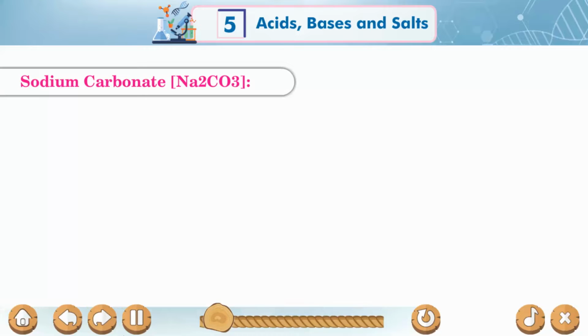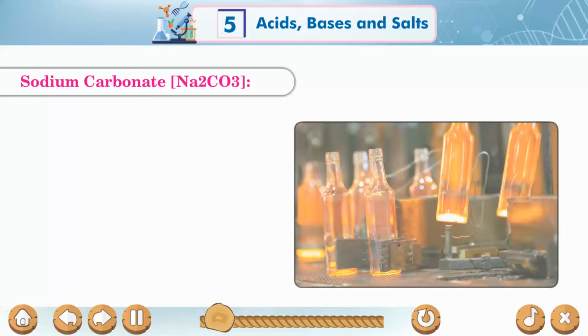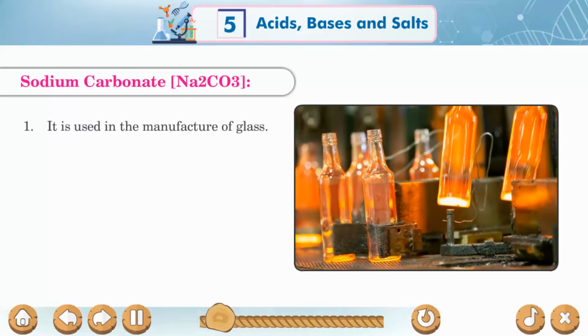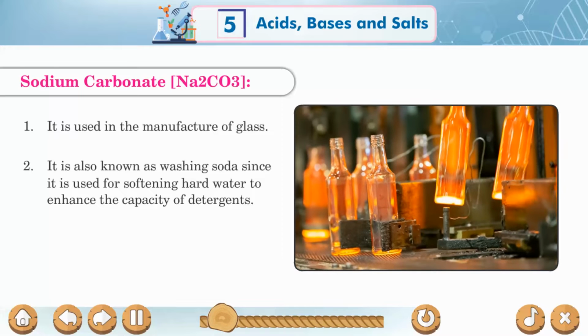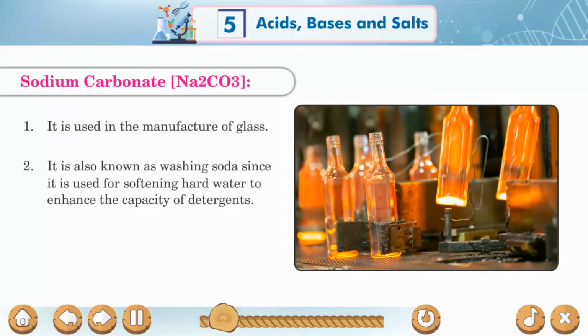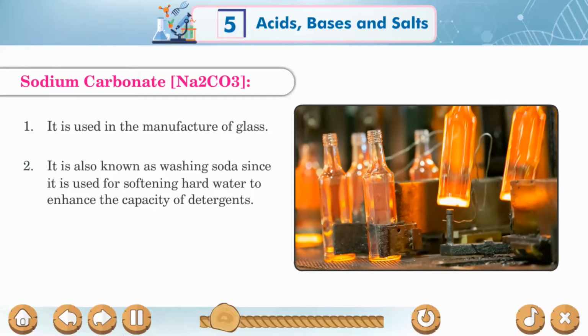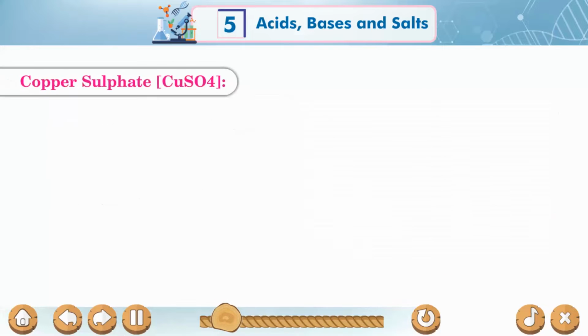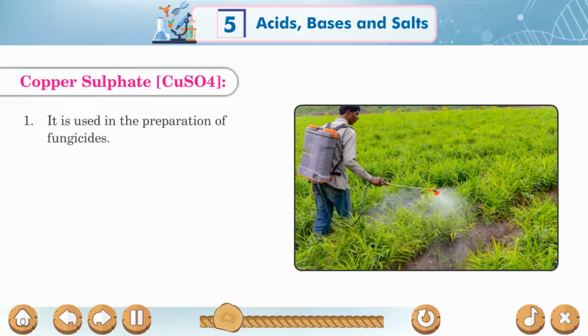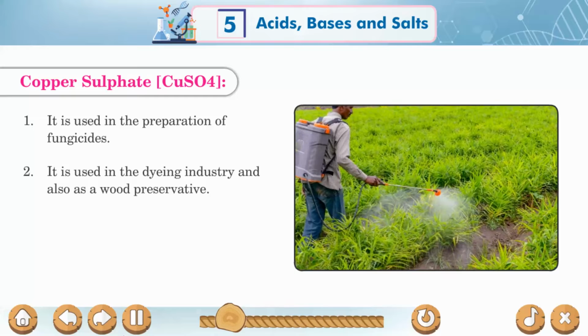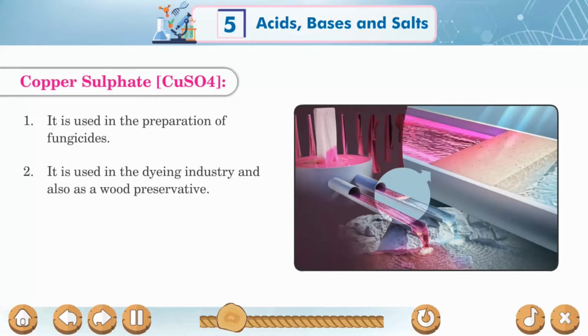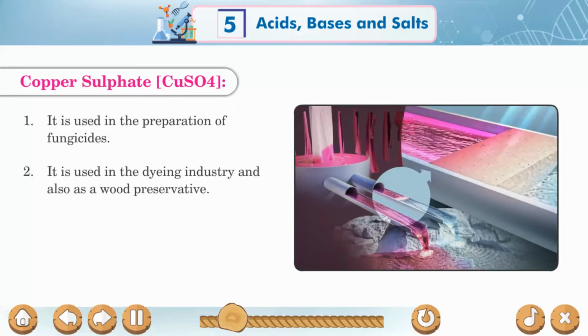Sodium carbonate, Na2CO3. 1. It is used in manufacture of glass. 2. It is also known as washing soda since it is used for softening hard water to enhance the capacity of detergents. Copper sulfate, CuSO4. 1. It is used in the preparation of fungicides. 2. It is used in the dyeing industry and also as a wood preservative.